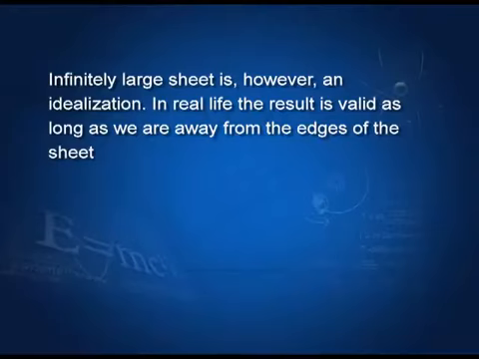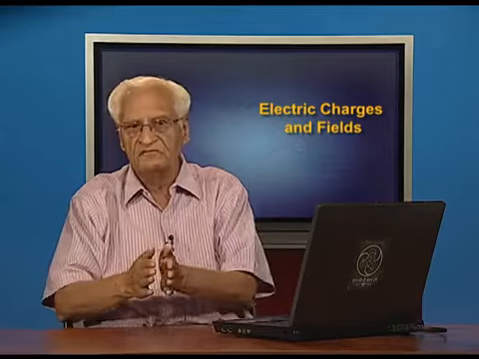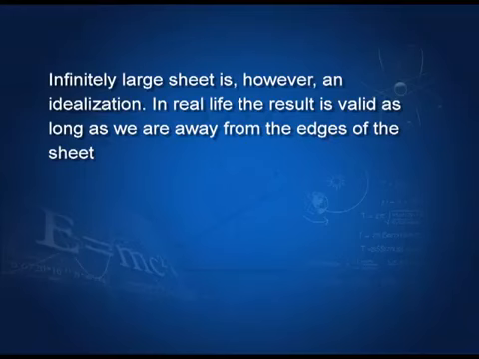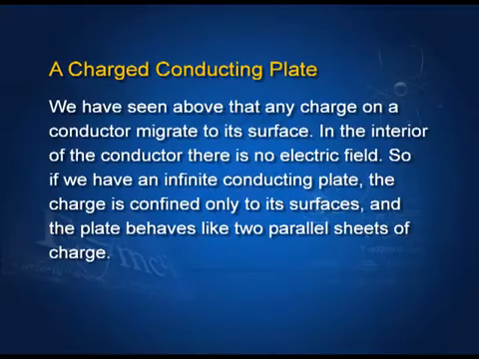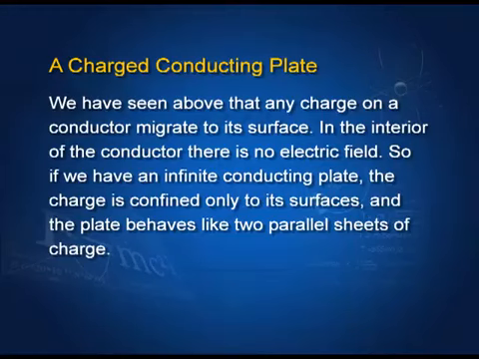In real life, the result is valid as long as we are away from the edges of the sheet. So, we have a large sheet and we are away from the edges. As long as we do that, we are fine, there is no problem. So, instead of a sheet, now we have a charged conducting plate. There is a conducting plate, therefore, all the charge has migrated to the surface of the plate. That is one thing, and this is equivalent to 2 sheets, and therefore, the field will be twice.